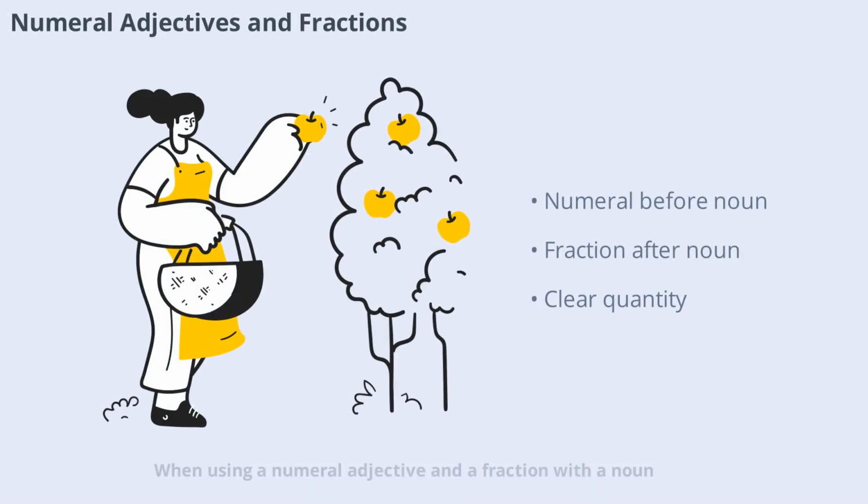When using a numeral adjective and a fraction with a noun, the noun is chiefly used with the numeral adjective. For example, say "2 chapati and a half," not "2.5 chapati." This structure helps clarify the quantity being described and avoids confusion.